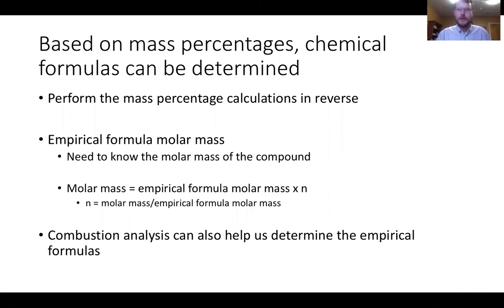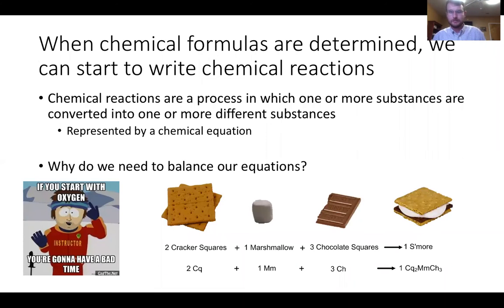Now, the one last thing that we have to cover here is when chemical formulas are determined, we can start to write chemical reactions. And chemical reactions are a process where we change one substance into another. We have products and reactants. I like the one, the 2 cracker squares plus 1 marshmallow plus 3 chocolate squares equals 1 s'more, right?